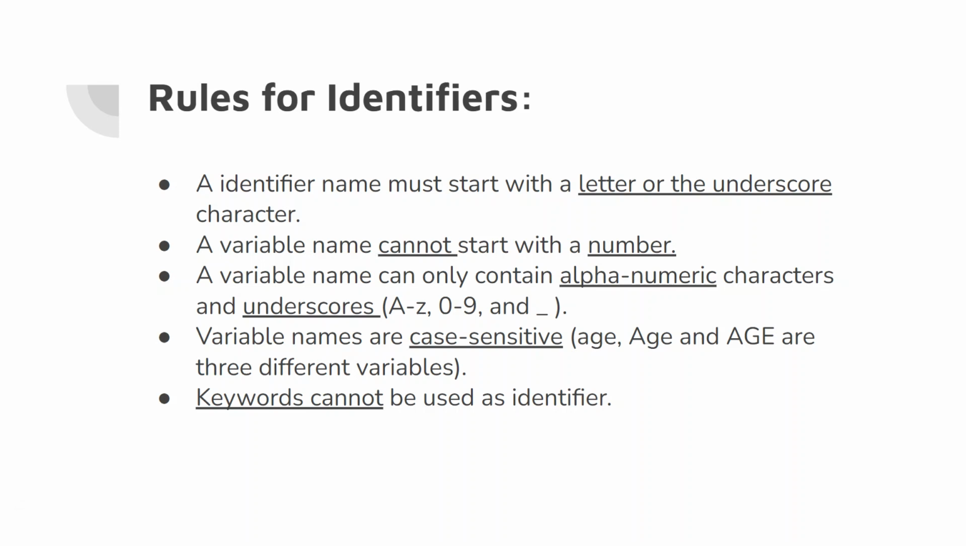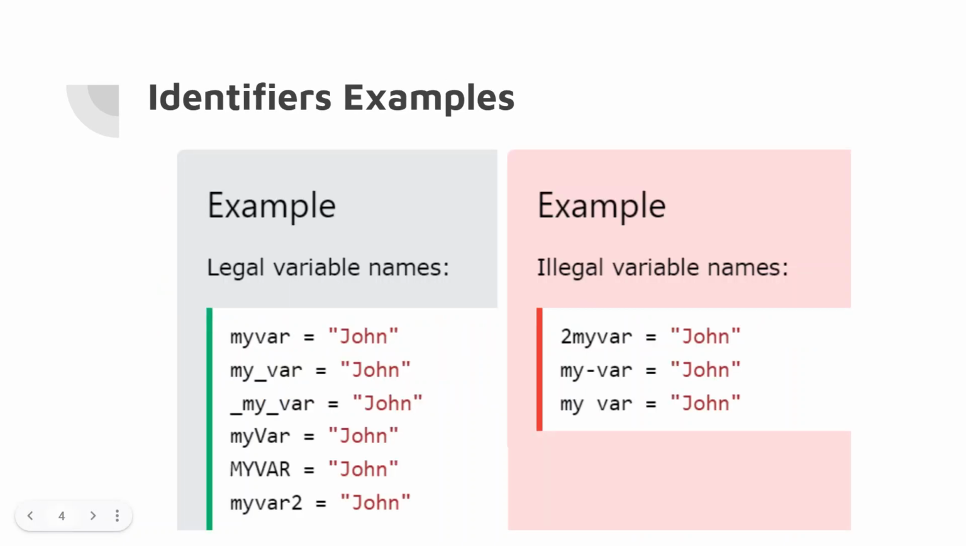Variable names are case sensitive. So age, Age and AGE are three different variables. Python is a case sensitive programming language. Please keep this in your mind. Keywords cannot be used as identifiers. Keywords are generally reserved, inbuilt entities in Python, so you cannot use keywords as an identifier or variable.